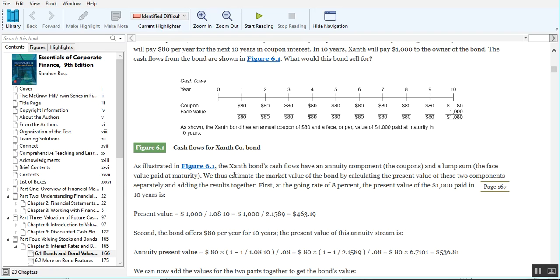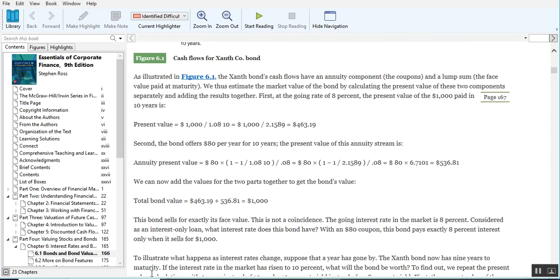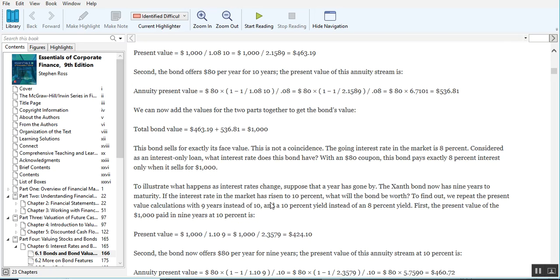And then cash flows will have an annuity component and that lump sum component at the end of the period. So we compute the value of the lump sum amount, $1,000, and then we compute the present value of the annuity piece, the payments on the interest. Add those together, and because this bond is issued exactly at the market rate, it's going to be $1,000, which is the face value. That doesn't happen very often.